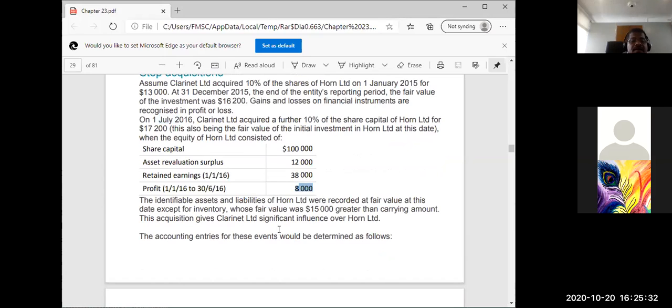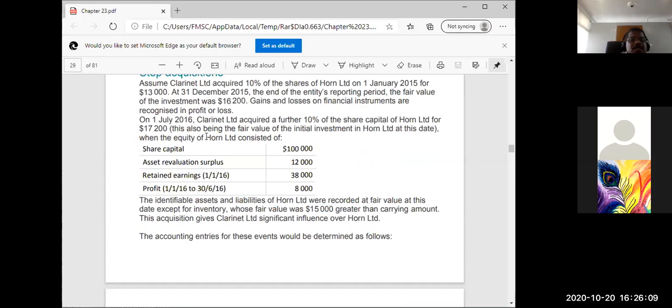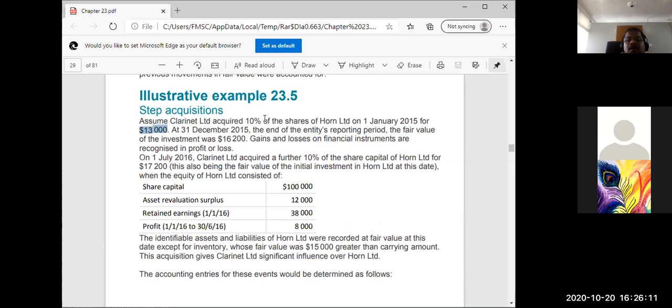first year, right? Identifiable assets and liabilities were recorded at fair value, and at the date of acquisition, inventory whose fair value was 15,000 greater than the carrying amount. Acquisition gives significant influence over Horn. So in addition to this, the 15,000 you have to bring into the equity, right? So C Limited would record its investment in Horn Limited at 13,000 at this date, because that is the fair value here at this date.